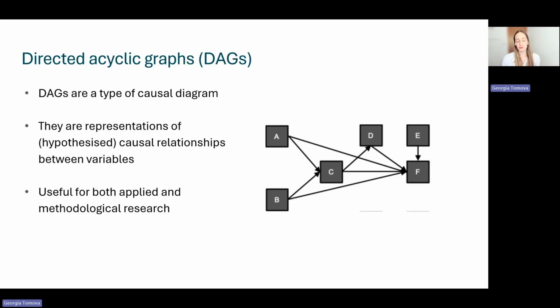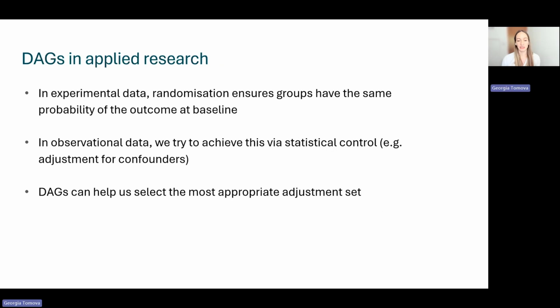And DAGs are extremely useful for both applied and methodological research. In terms of applied research, the main way in which they're used is to try and guide us towards selecting an appropriate set of variables to control for. The reason why we need to do this is, suppose we have experimental data, so we have some data from a trial. Because of the randomization, we know that the groups that we're comparing have the same probability of the outcome at baseline, and that's why they are comparable.